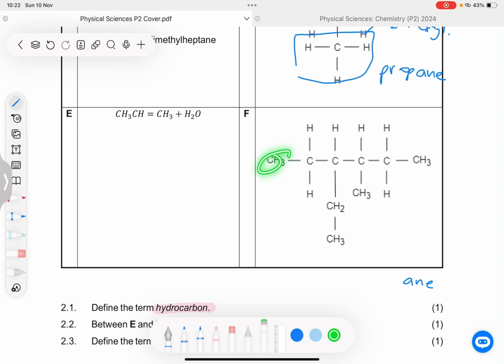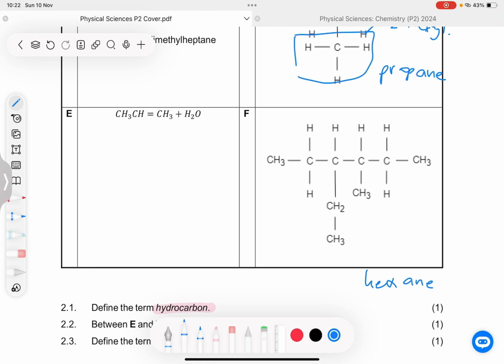Now we can see that we have 1, 2, 3, 4, 5, 6 carbons there. So this means it will be a hexane, because the prefix to complete our base name for a carbon chain of 6 is hex, so hexane, right?